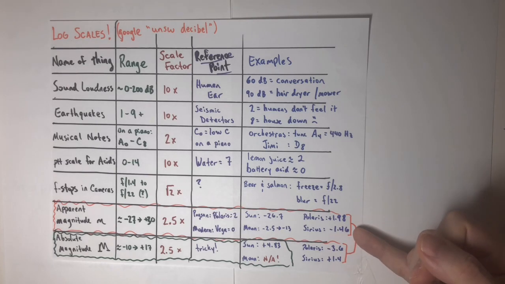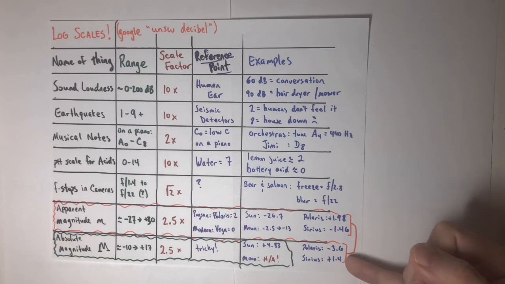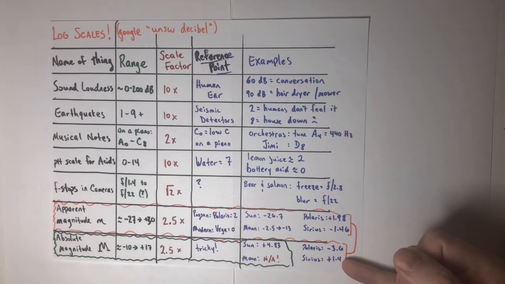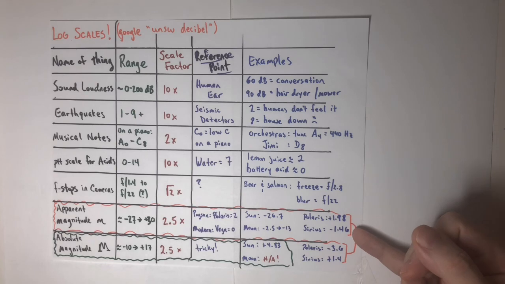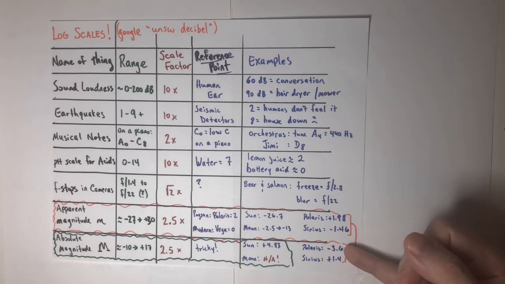Sirius, which is the brightest star in the sky other than the sun, has an apparent magnitude of -1.46. But in terms of its luminosity, it's not really that luminous compared to Polaris. It's a 1.4 on the absolute magnitude scale. To put it another way, Sirius is only bright because it's close to us. If Polaris were as close to the Earth as Sirius is, then Polaris would be bright enough to cast a shadow at night.